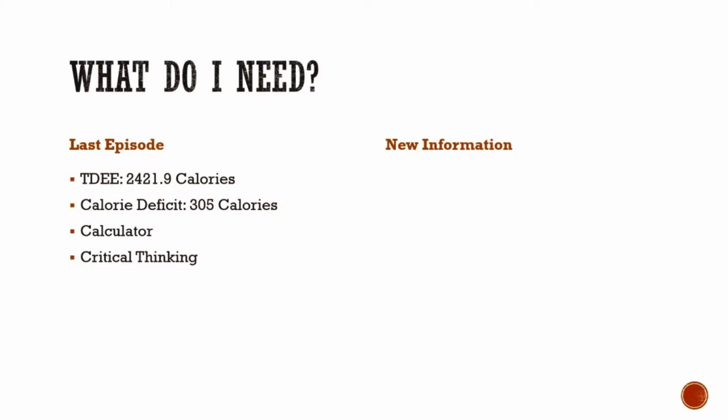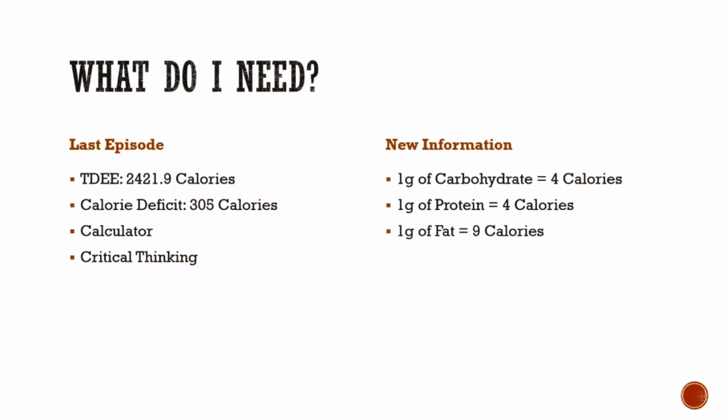Here's some new information to keep in mind. 1 gram of carbohydrate equals 4 calories. 1 gram of protein equals 4 calories. 1 gram of fat equals 9 calories. I will discuss the significance of those 3 throughout the video.